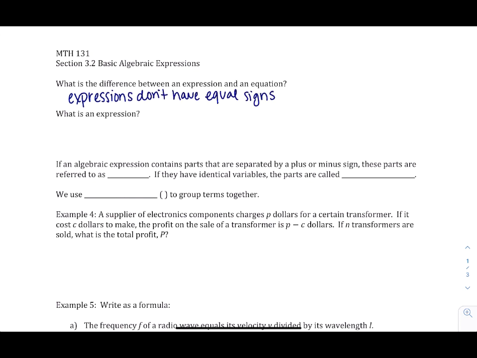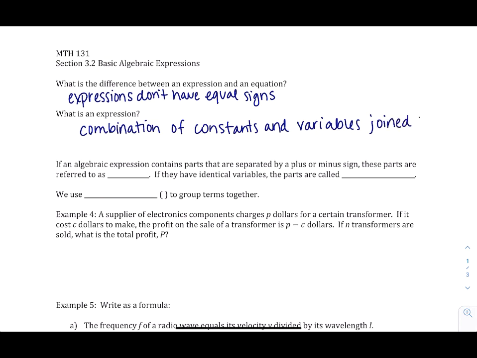Well, here, this is just going to be a combination of constants, which would just be numbers, and variables. And they're going to be joined by some arithmetic operation, such as addition, subtraction, multiplication, and division. So we're just looking at some combination here when we're talking about an expression.